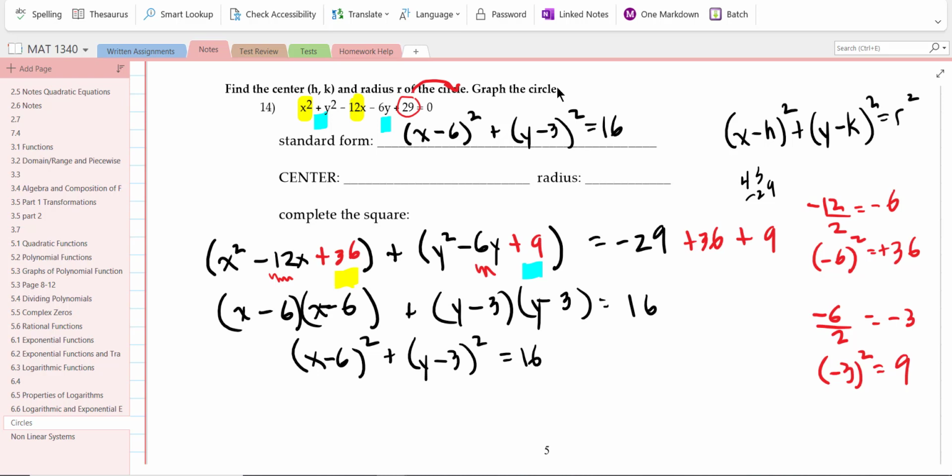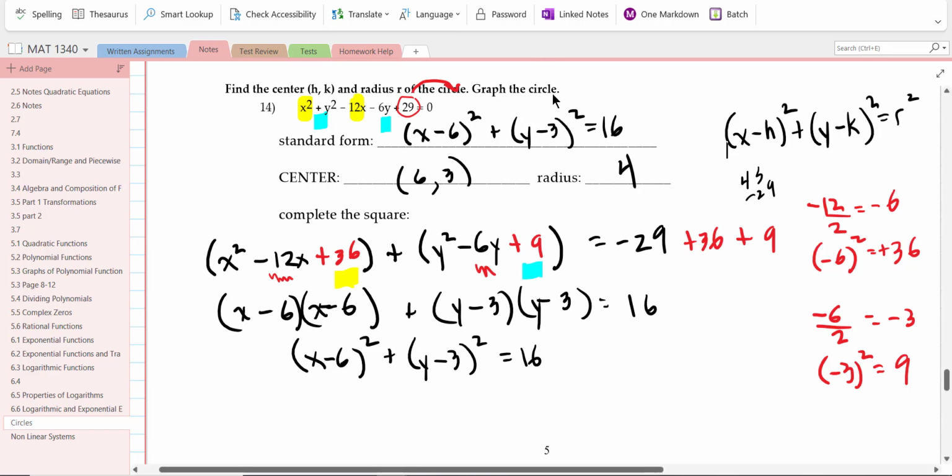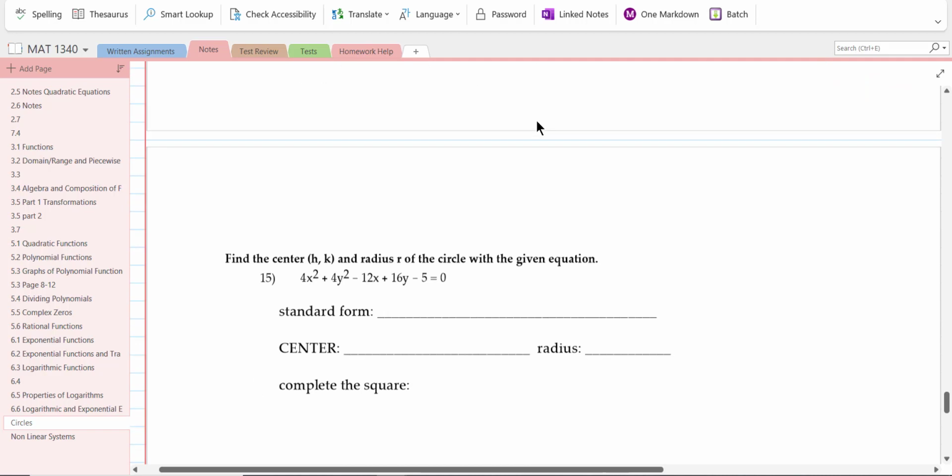What's the center? 6, 3, okay. What's the radius? 4, right? Okay, so we got that. So you guys were doing fine on that a little earlier in class, so that's it. Now this is what you'll see on your final exam, one problem where you have a general form of a circle, you find the center and radius and graph it. I'm not going to graph this problem, but we went over how to do that.